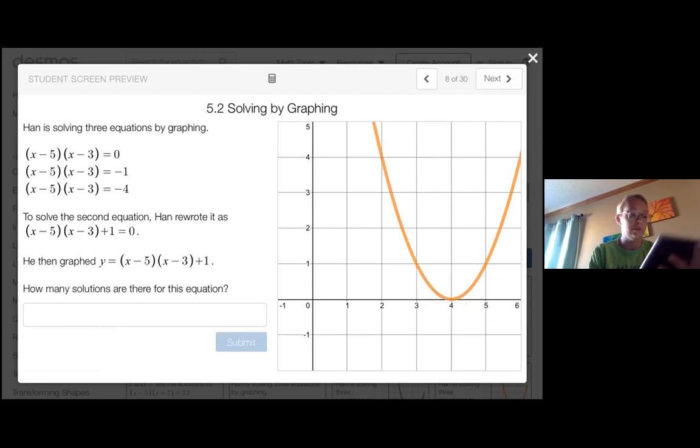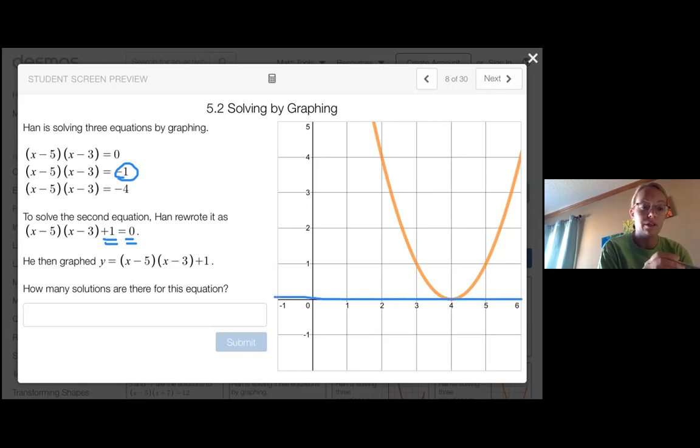So now, Han again says he's solving the problem. Second part, he says to solve the second equation, he wrote x minus 5 times x minus 3 plus 1 equals 0. So what he did there is he took this 1 and put it on the other side of the equation, which is great because now, again, he's looking at it equal to 0. So we're looking at the x-axis.